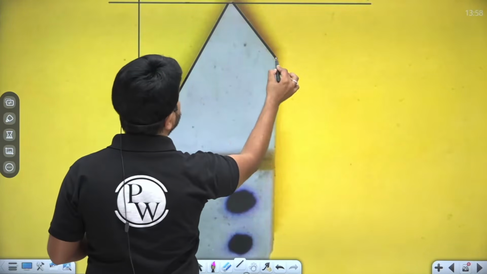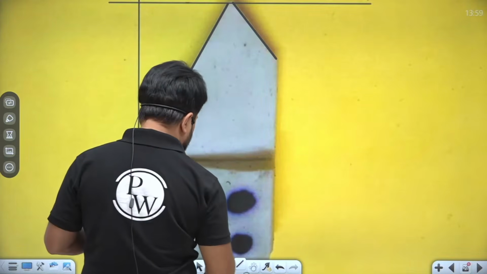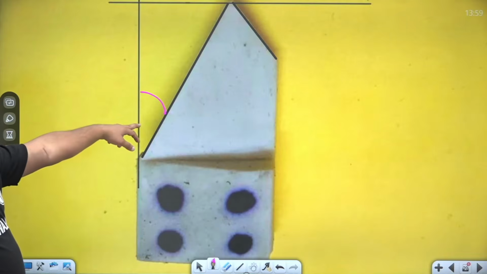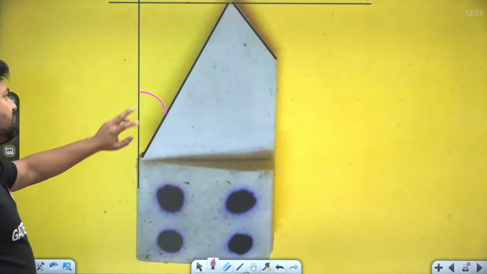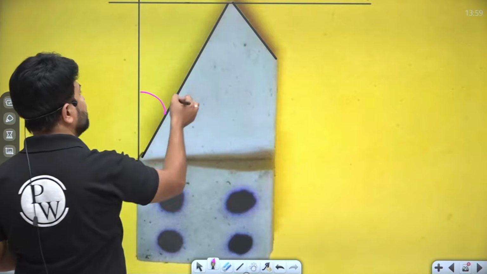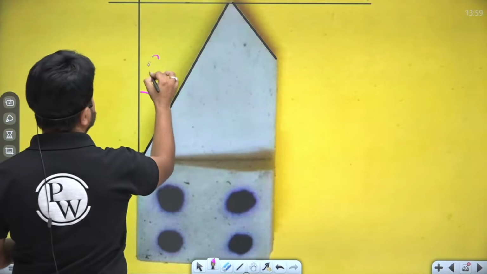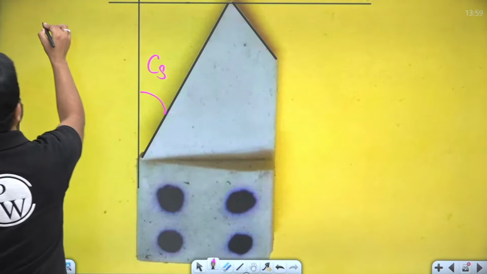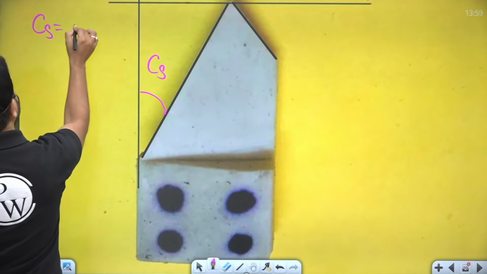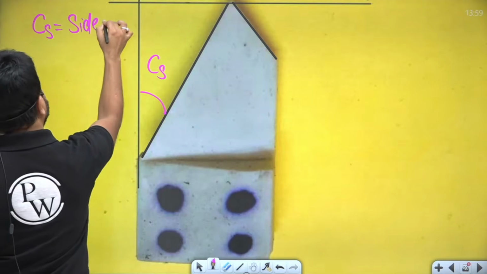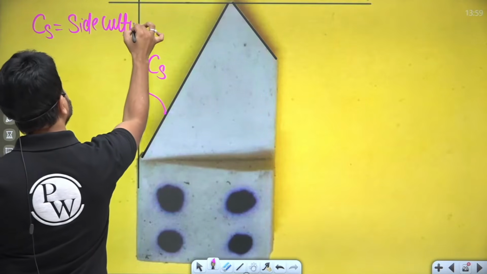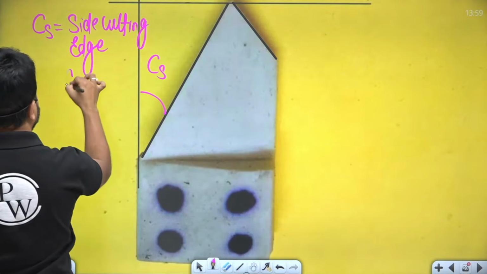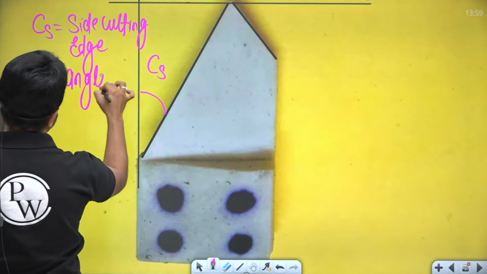This is the end cutting edge, my dear. Now in this plane, you are going to see the inclination of the side cutting edge from the vertical line. So this is known as side cutting edge angle. Here the CS is the side cutting edge angle.